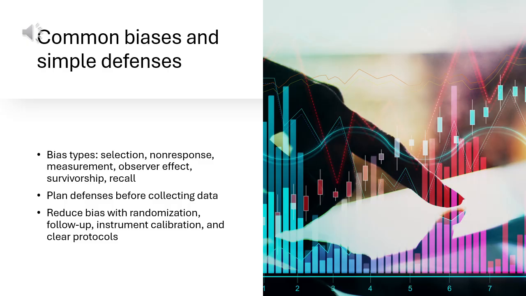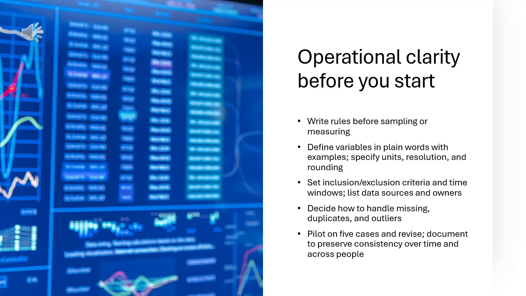Reduce bias with randomization, follow-up, calibration, and clear protocols. Operational clarity prevents arguments and rework. Write rules before sampling or measuring. Define each variable in plain words with examples. Specify units, resolution, and rounding rules.